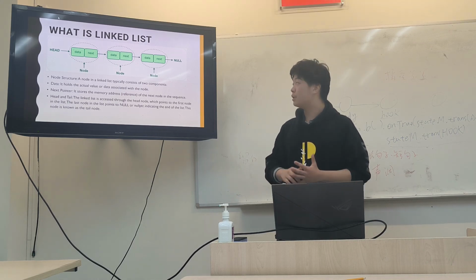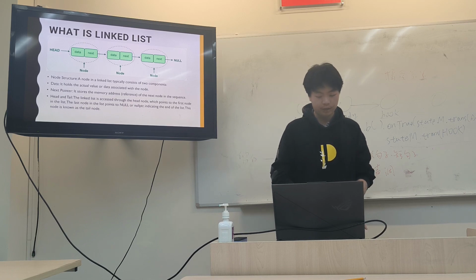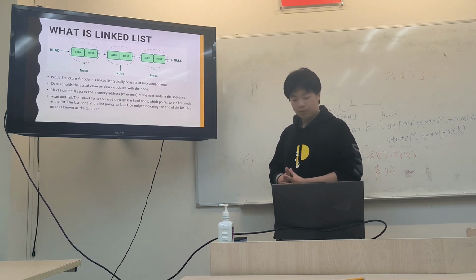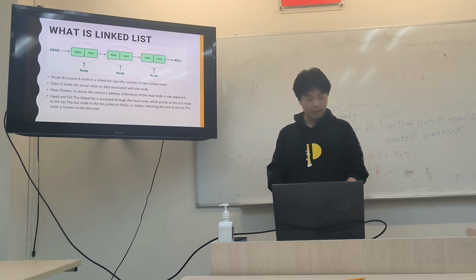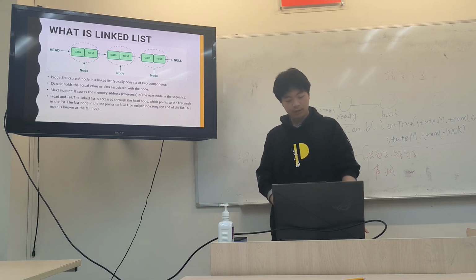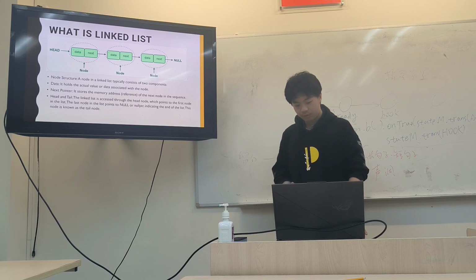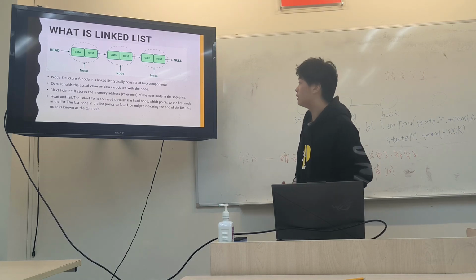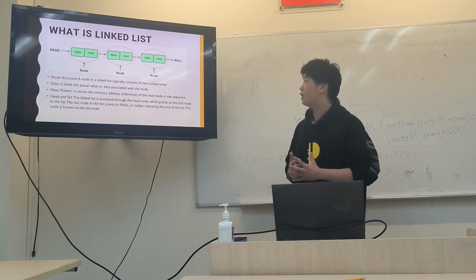So for head and tail, the linked list is accessed through the head node. So you can only reference your current linked list through the head node. And this head node points to the first node in the list. And the last node in the list points to null, indicating the end of the list. This node is known as the tail of the linked list.